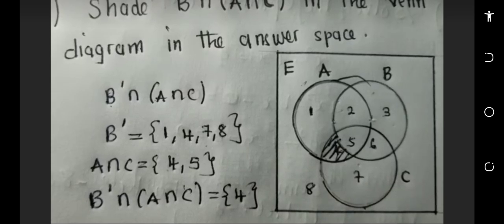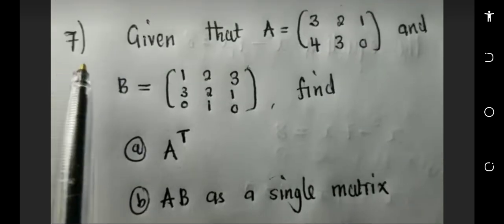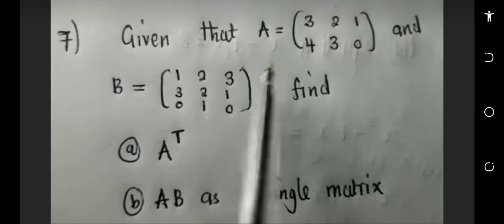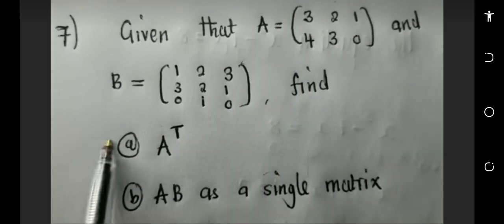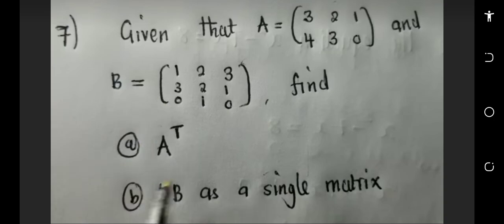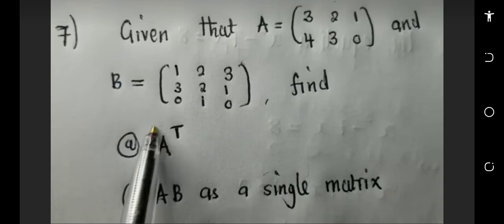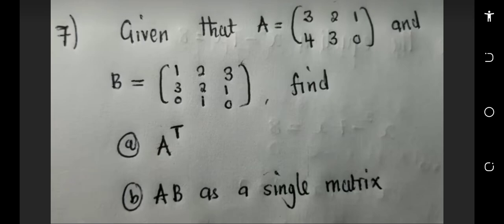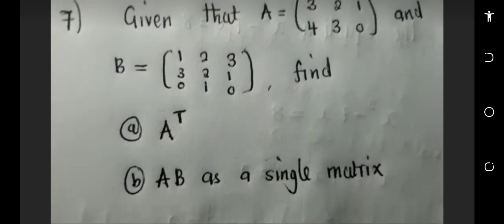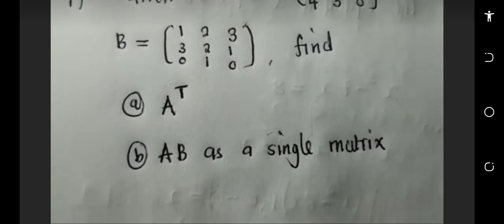Right. Let's go to question 7. Question 7, we've been given the matrices. So I've got matrix A and matrix B here, and they want us to find the transpose of matrix A. That's question A. So for the transpose, let me copy matrix A.